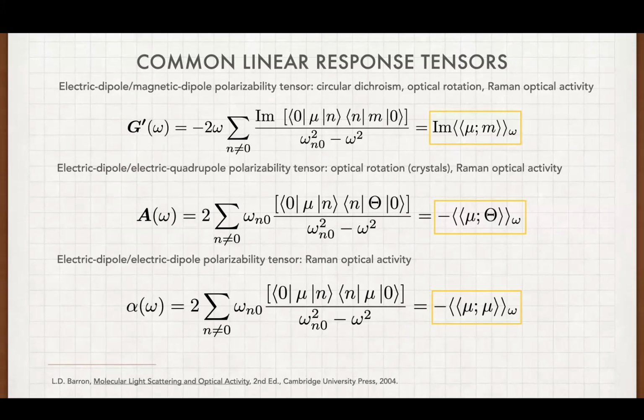Okay, so as I was saying, we have a number of different types of tensors that we need for calculating these various types of chiroptical spectra. The top one, again, is just the Rosenfeld optical activity tensor. The one in the middle is the electric dipole, electric quadrupole polarizability tensor. And the one at the bottom is the standard dipole-dipole polarizability tensor.